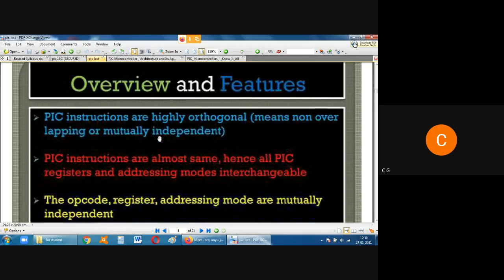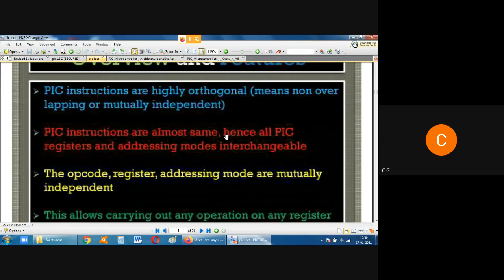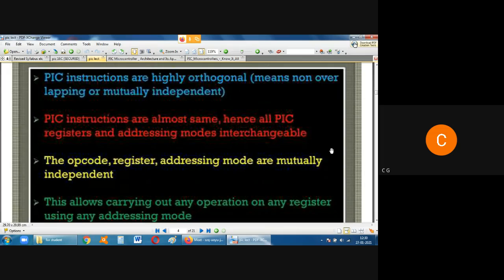So PIC instructions are highly orthogonal, non-overlapping or mutually independent. PIC instructions are almost the same, hence all PIC registers and addressing modes are interchangeable. There is one thing here. In our previous case, we have seen there is an accumulator, there is a register B.